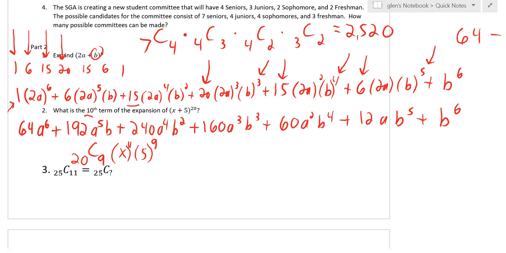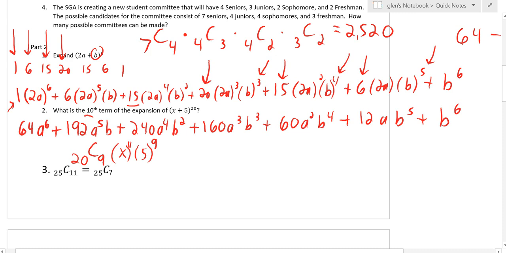All right? Like, let's say I wanted the 15th term of this. The 15th term would have to be 20 choose 14, always 1 less, and that means the exponent on b is 14, and the exponent on x would have to be 6, because they have to add to 20. Okay? I know, right? Okay, I'm going to erase that, though, because that's not part of our key.